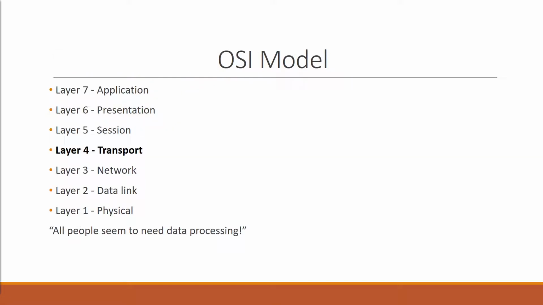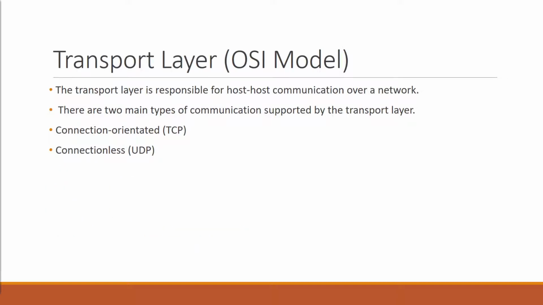So the OSI model is comprised of 7 layers, the topmost being layer 7, application layer. We got layer 6, presentation, layer 5, session, layer 4 is transport, the layer we're going to be working with today with TCP and UDP, layer 3, network, layer 2, data link, and layer 1, the physical layer. An acronym that I like to use to remember this 7-layer model is "all people seem to need data processing." That's helped me out along the way for sure.